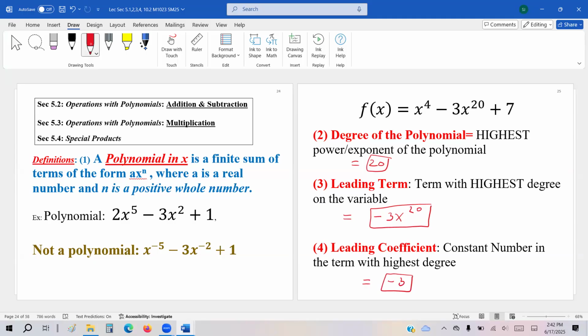These three things are the most important things in polynomials. Why? Because they determine the end behavior of the graph. We're not going to learn that here, but in pre-calculus, if you're taking pre-calculus, we will. Based on the leading coefficient and the degree of the polynomial, you can draw a graph without even knowing anything in the middle. Any questions so far?